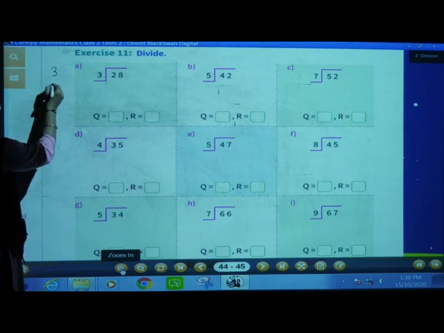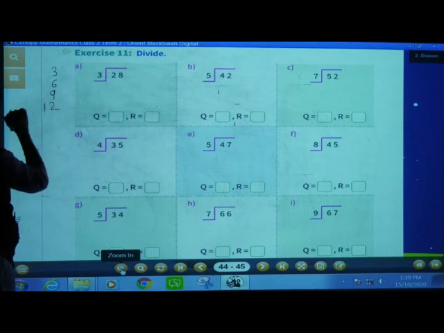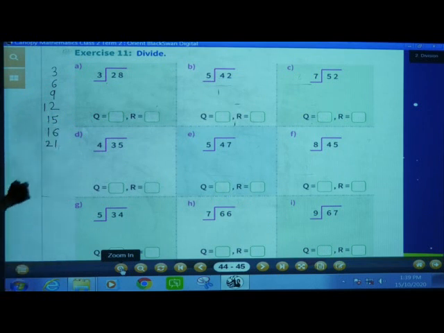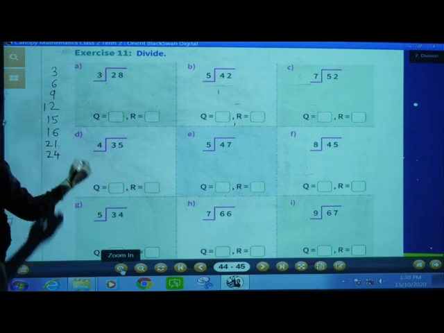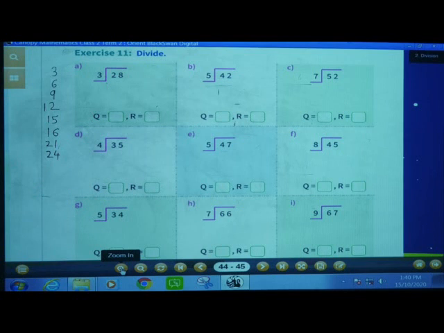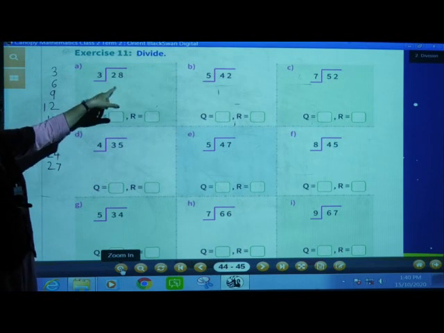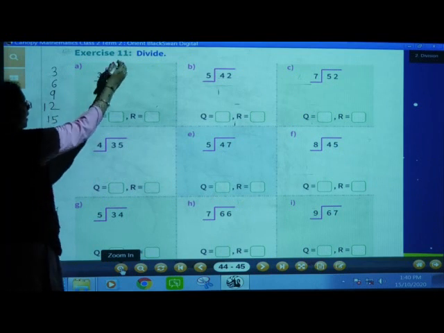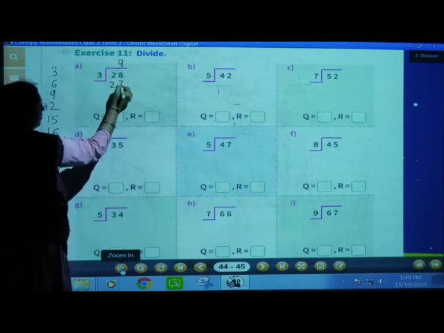3 ones are 3, 3 twos are 6, 3 threes are 9, 3 fours are 12, 3 fives are 15, 3 sixes are 18, 3 sevens are 21, 3 eights are 24, 3 nines are 27 and 3 tens are 30, but we can't take 30 because 30 is a bigger number than 28. We will take 27 because it is a smaller number than 28. So 3 nines are 27.